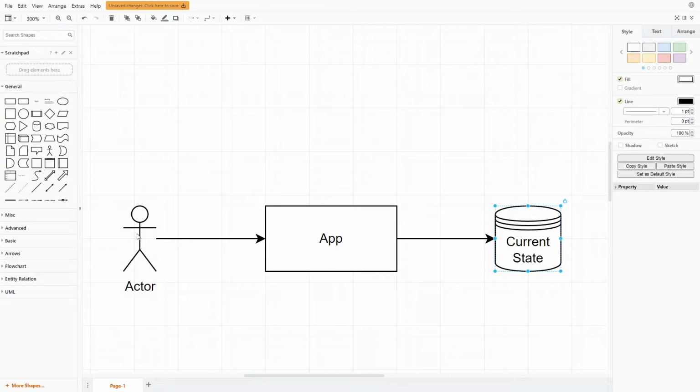Because if our actor says, create my user, application says, no problem, I'm going to create him or her, and creates a new record in our database. If our actor says, update my user, our application will update the information about our user. If our actor says, delete my user, our application will delete that record. And the problem is that we don't have any history of what happened. How did it happen? When did it happen? What was the order of our queries?